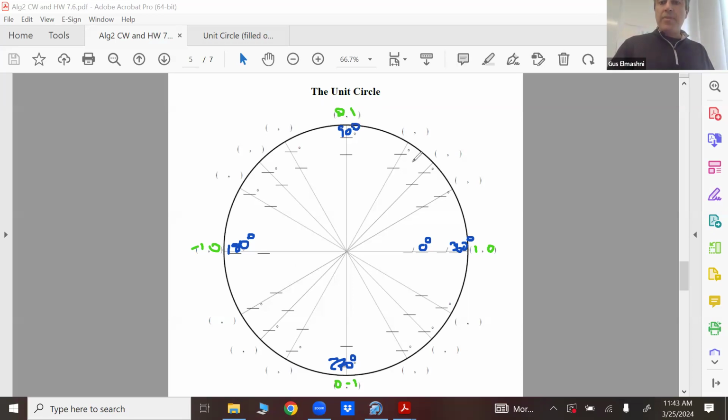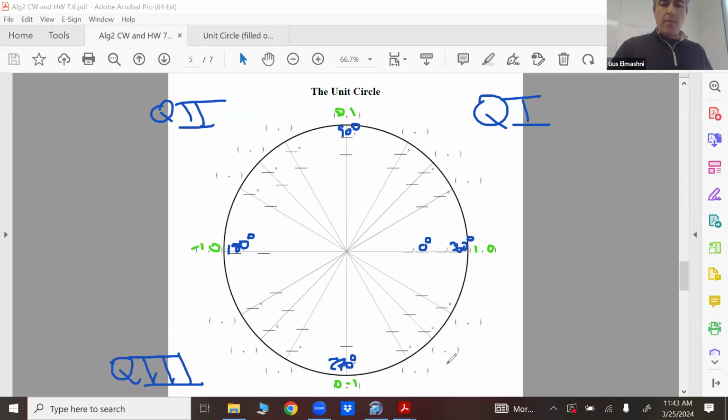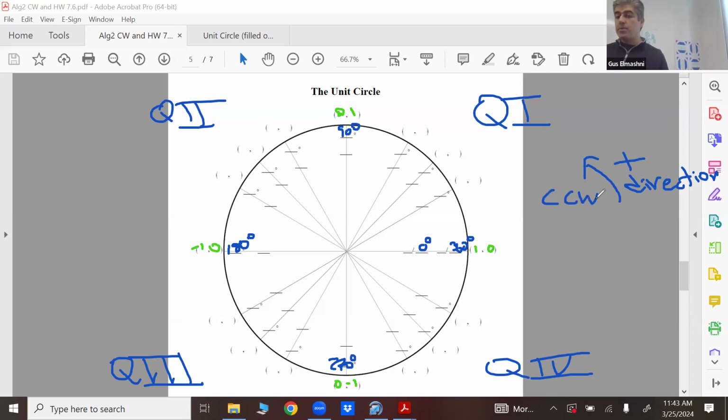Now let's do all the ones in each quadrant. We're going to call this quadrant 1, this quadrant 2, this quadrant 3, and this quadrant 4. Why it was divided this way, I don't know. But quadrant 1 always starts in the upper right and it goes counterclockwise. And remember, that's a positive direction. Counterclockwise, positive direction.